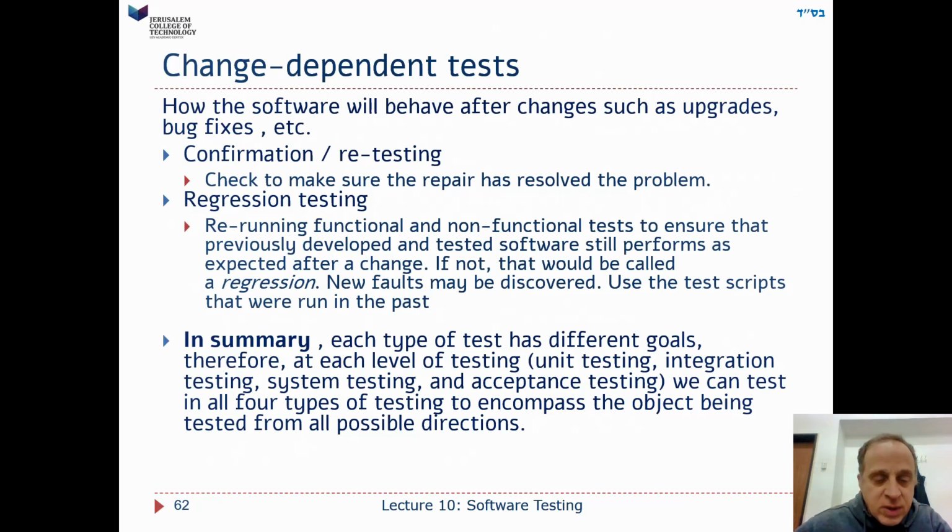If not, that would be called a regression. In other words, we've added something, but it's actually made us go backwards. We've actually lost some functionality. New faults may be discovered. So we're going to have to retest things that have already been tested every time we add something. Obviously, we don't want to do this manually. So therefore, we're going to have test scripts.